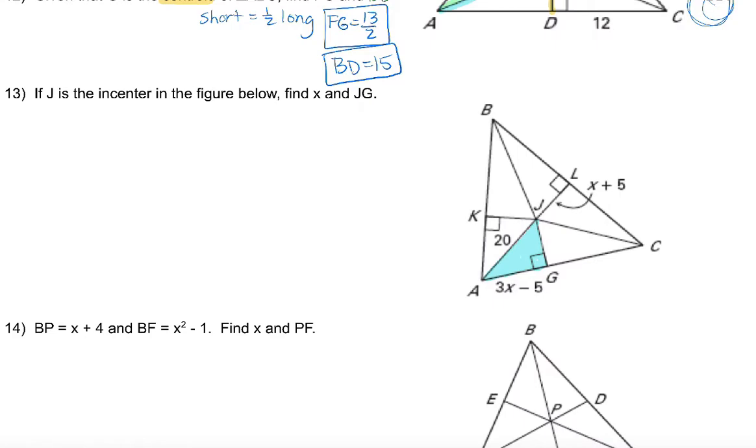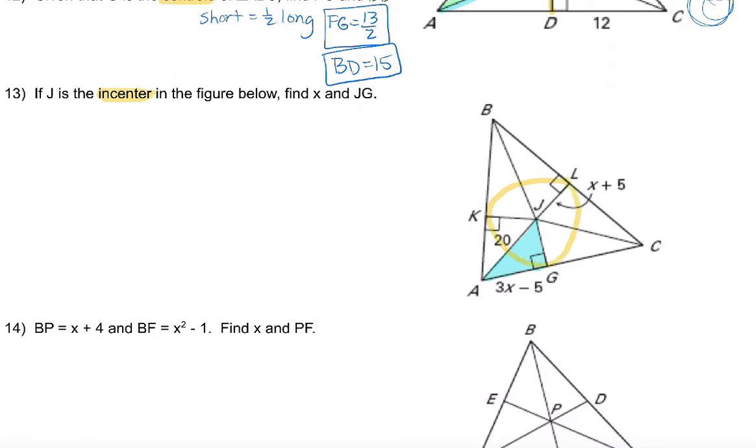It says that J is the in-center. Remember that when you have an in-center, this is formed by the angle bisectors. So we could label some angle pairs as being congruent, but this question doesn't have any angles labeled, so really we don't care about that. What we care about the in-center is that it's the center of the inside circle.